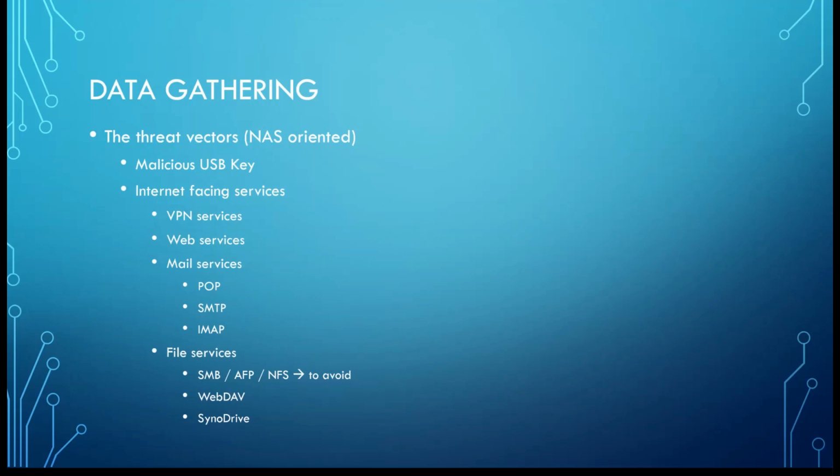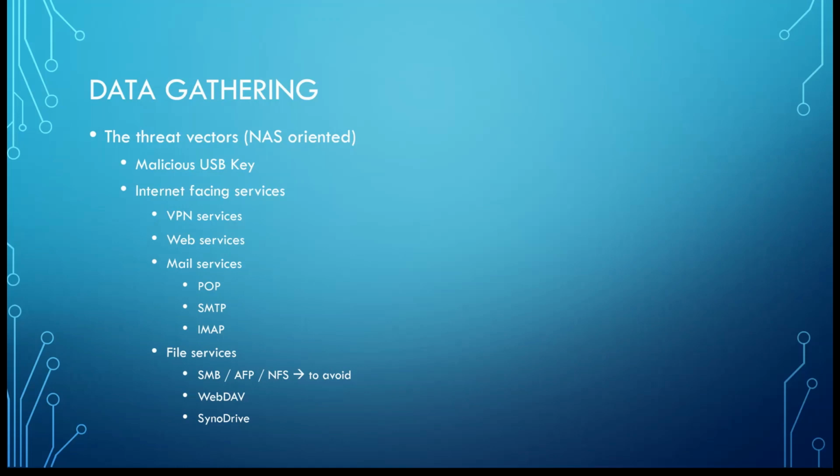Now the threat vectors, now it's going to be more on a NAS. We're going to be centered on the NAS. So how can we infect the Synology NAS, for example? We could insert a malicious USB key in the NAS, and then it will be compromised. We can also have some internet-facing services that can be used as threat vectors.